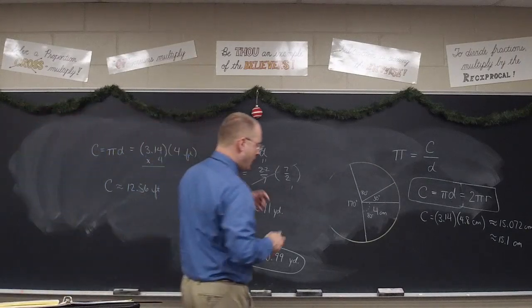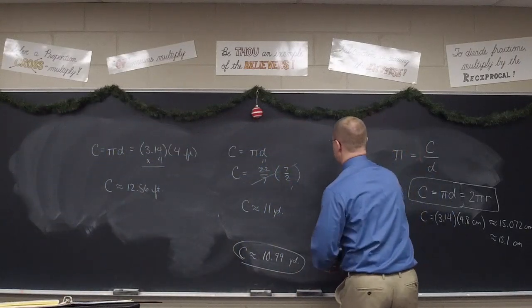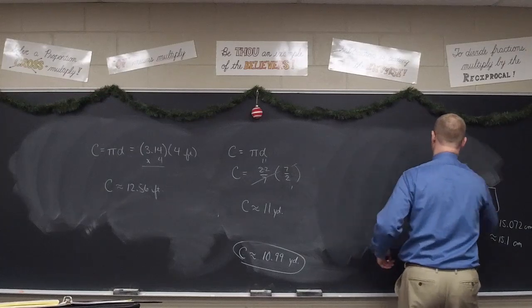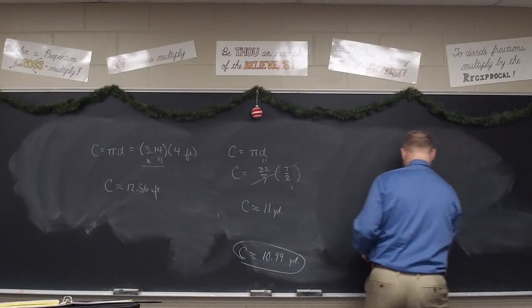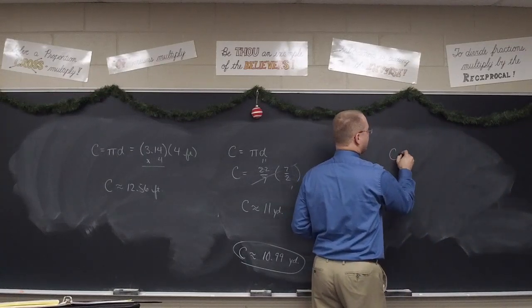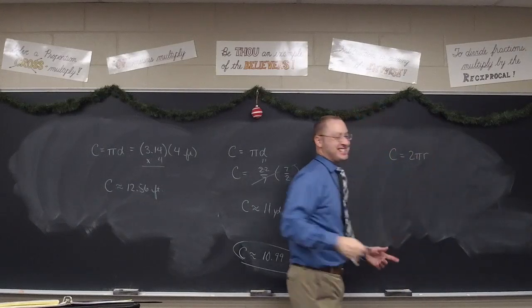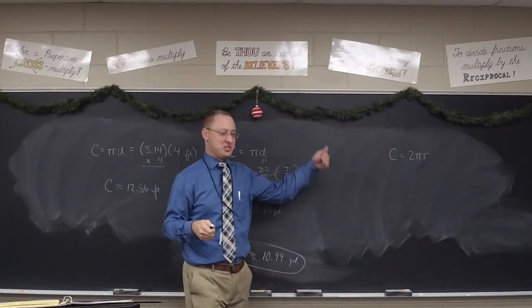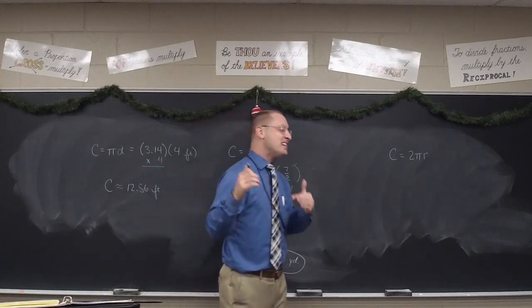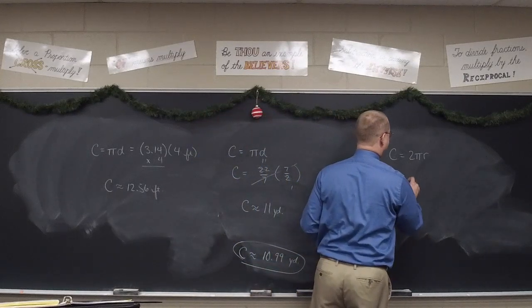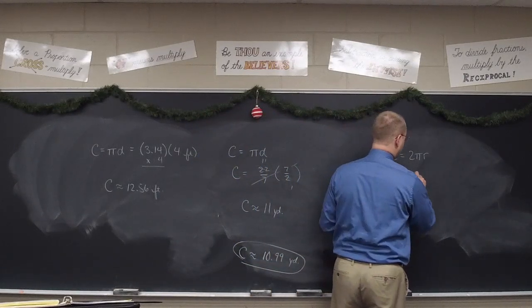Look at number 31. Which equation do we want to use for circumference on 31, class? C equals 2 pi r. Let's try it again. Say it with me, class. C equals 2 pi r. Again, C equals 2 pi r. And so, of course, I've got the 2.